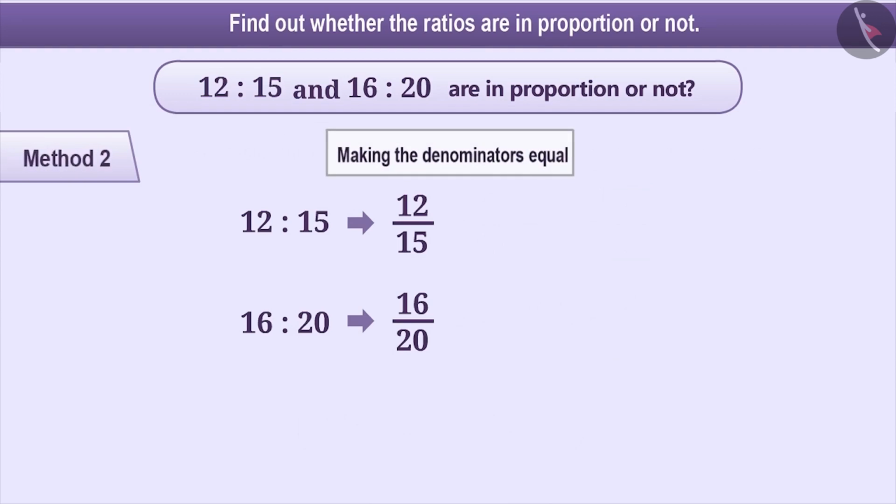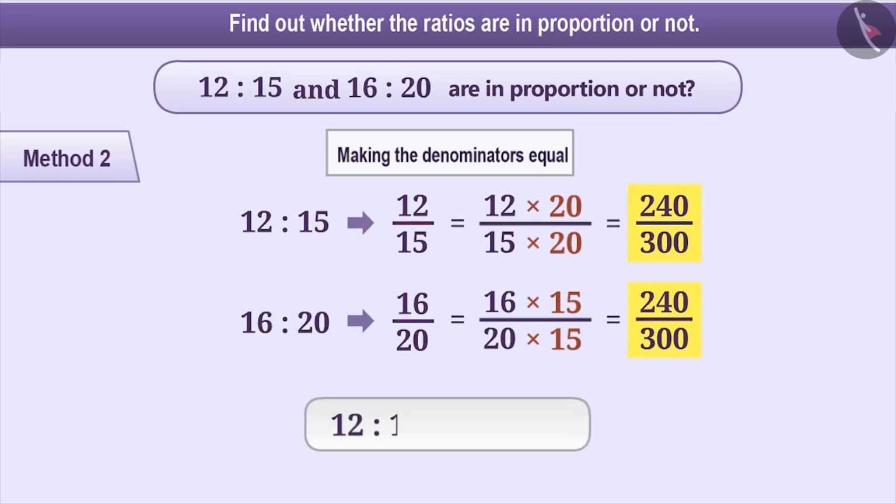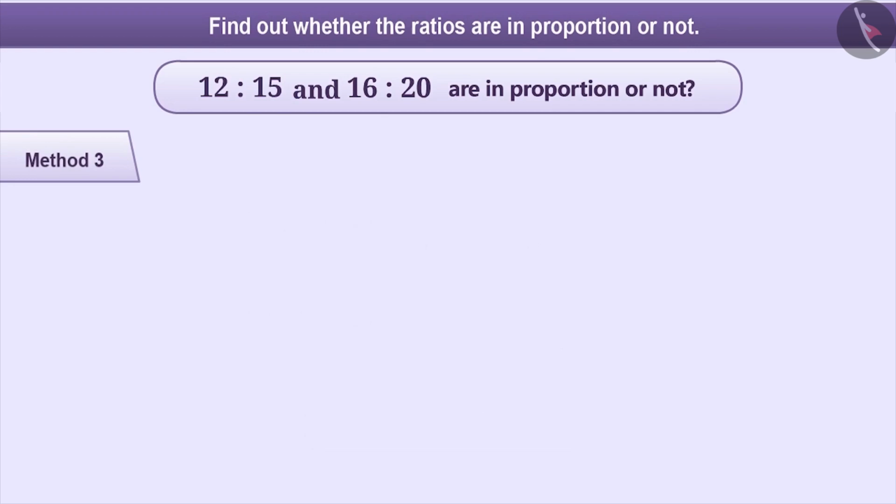To find out whether these two ratios are in proportion, we make their denominators equal. To do so, we multiply the numerator and denominator of one fraction with the denominator of the other fraction. For instance, if we multiply the numerator and denominator of 12 by 15 by 20, we get 240 by 300. Similarly, if we multiply 16 by 20 by 15, we get 240 by 300. Since the fractions are equal in both cases, we can say that 12 is to 15 is equal to 16 is to 20. Among all the methods, cross multiplication is the most interesting method.